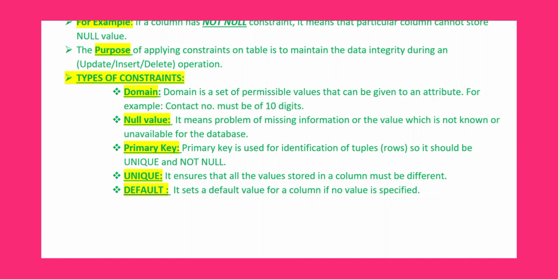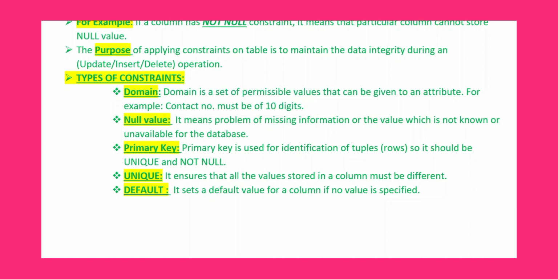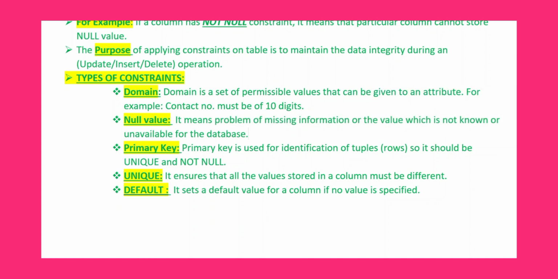Now we will come to the next type of constraint, that is null value. Null means the problem of missing information, or the value which is not known or unavailable for the database. If you are maintaining any database and for any particular column the value is unavailable or missing, then that is known as a null value.